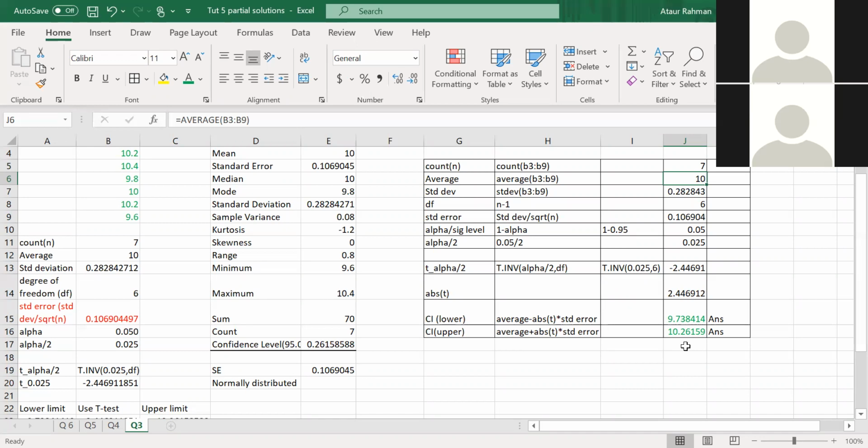Can you repeat that, sir? What's the CI lower and upper? What do they mean? Like you say, it's a point estimate, average 10. Is that right? You can see that the average value is the 10. Is that right? Yes, sir. That is the point estimate.